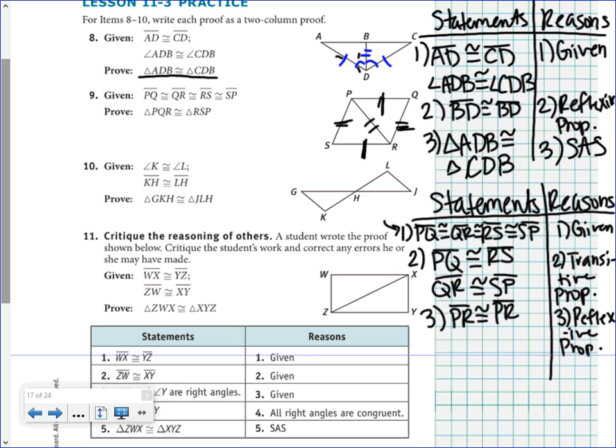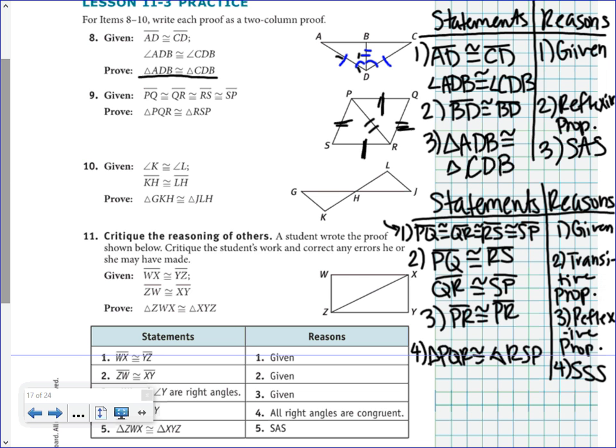I'm running out of room over here on the right side. And then after that, we can say that the triangles are congruent. So triangle PQR is congruent to triangle RSP. And the reasoning is by side, side, side.